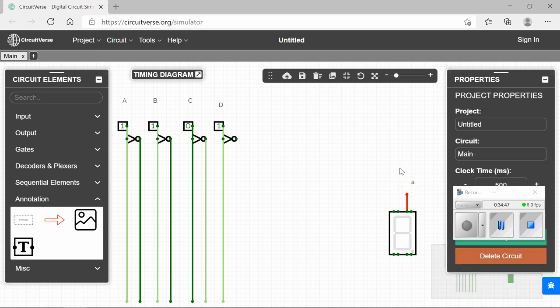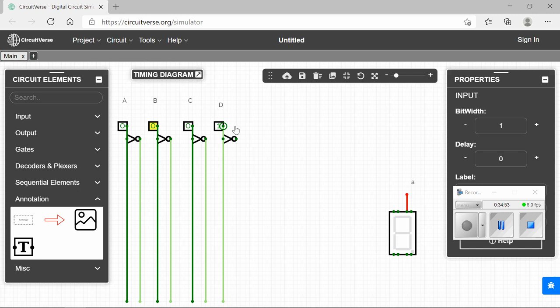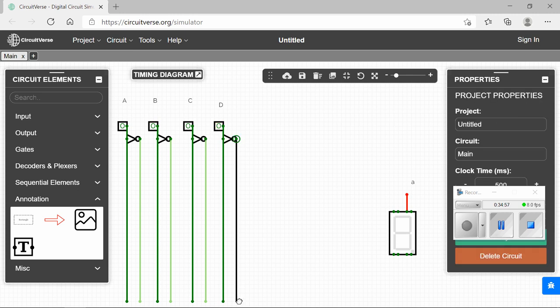All right. Now we want to build a circuit such that this light comes on when we have all of them off. So notice, when D is off, not D comes on. That's how that NOT gate works. When C is off, not C comes on, and so on and so forth.